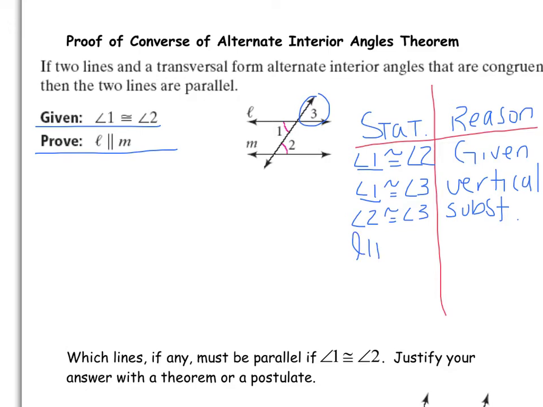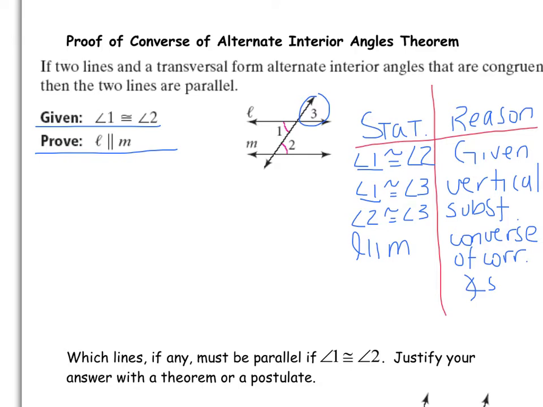I'll do a cursive L. So converse, whenever you're proving lines parallel, it will always be converse of, and then a special angle pair. Converse of corresponding angles.